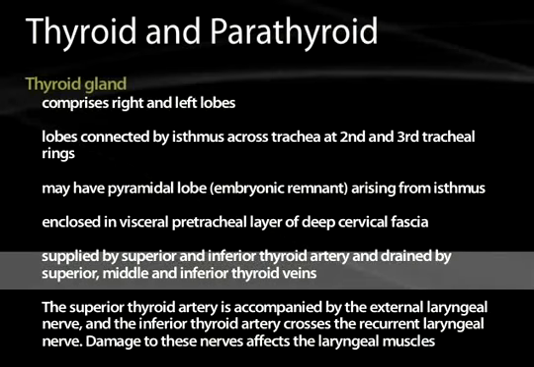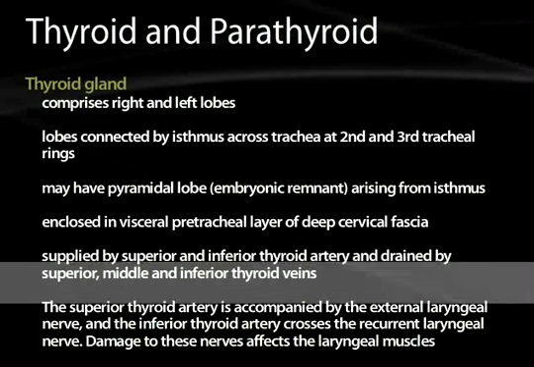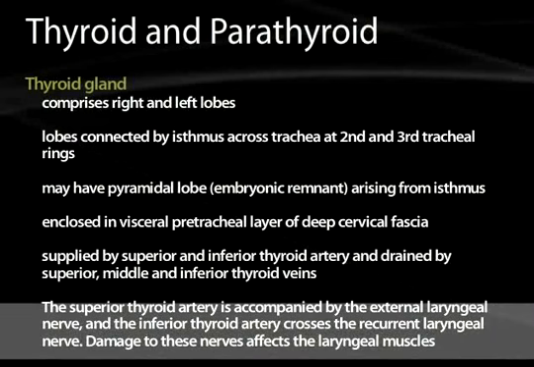As far as the supply to the thyroid gland itself, there's going to be an inferior and superior thyroid artery, which will be drained by a superior, middle, and inferior thyroid vein. The superior thyroid artery is accompanied by the external laryngeal nerve, and the inferior thyroid artery crosses over the recurrent laryngeal nerve. Those are two important relationships that need to be respected in any neck dissections that you might read about or be keyed into on USMLE questions.